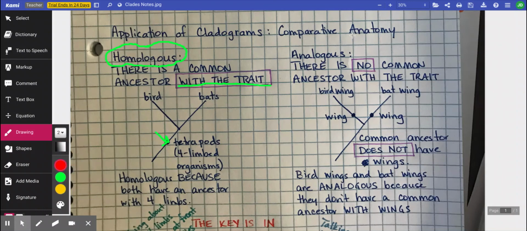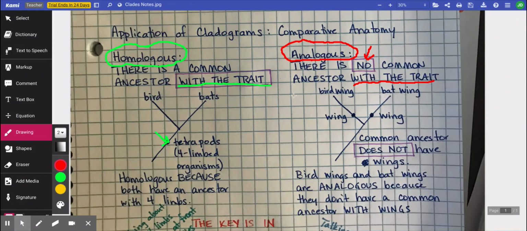Now, analogous is the other word. And so in analogous, there is no common ancestor with the trait. And again, in both of these situations, the key phrase is with the trait. If we just say there is a common ancestor or there's no common ancestor, that doesn't completely answer the question. So homologous is there's a common ancestor with the trait. For analogous, there's no common ancestor with the trait.